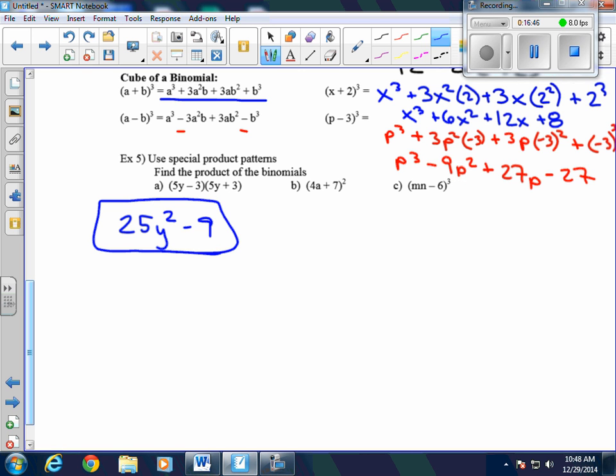Shortcut method on this one. Square the first term. 16a squared. Multiply those two together. That's 28a. Double it. That's 56a. And then square the last term.